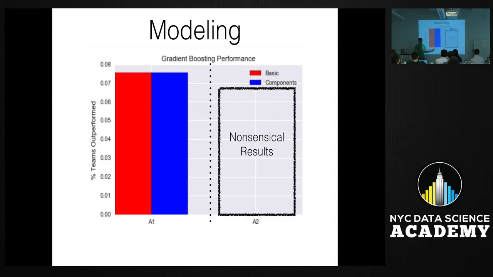So that was particularly confusing, that now we go from having at least some results, and by the way, these are pretty poor results for gradient boosting. I mean, we expected more than that. That's outperforming about 8% of the people that submitted. And then it went from 8% to being not usable at all. This was the model we thought would do the best. We were wrong.